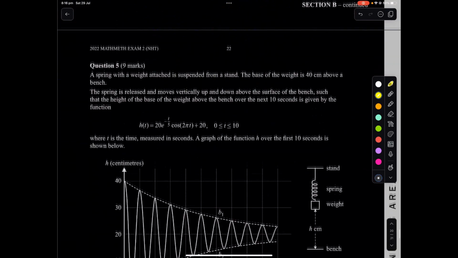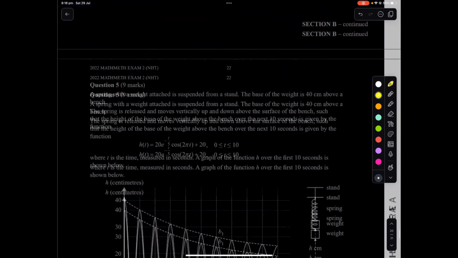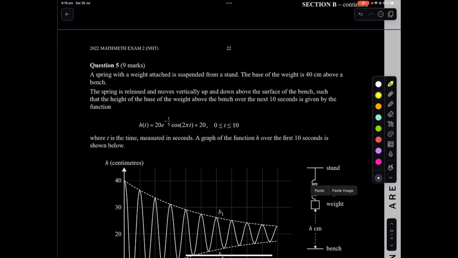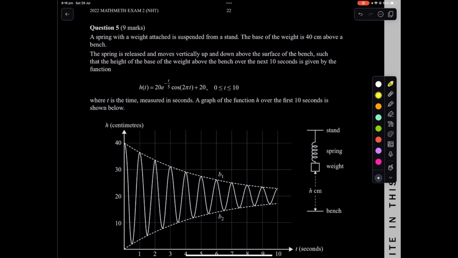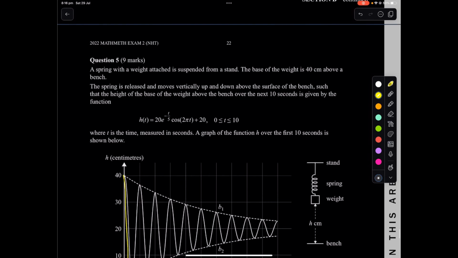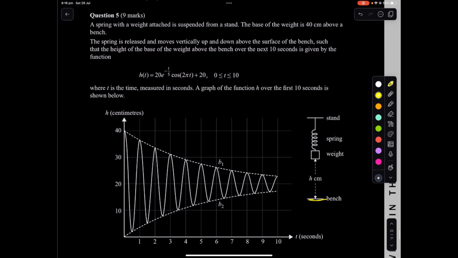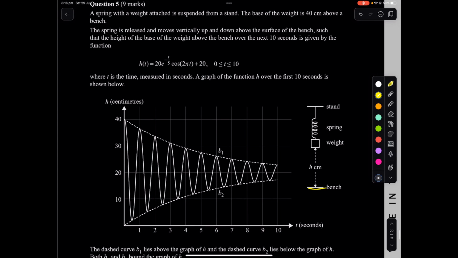Okay. Oh, is this the last question? Looks okay, perfect. A spring with a weight attached is suspended from a stand. The base of the weight is 40 centimeters above the bench. Yep, this is your bench. The spring is released and moves vertically up and down, such that the height of the base of the weight above the bench over the 10 seconds is given by the function, where t is measured in seconds.